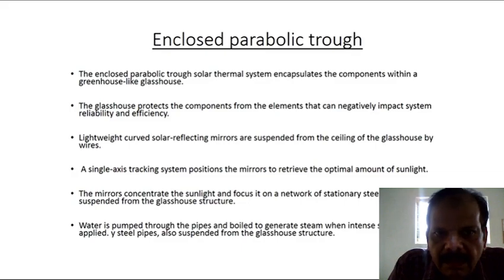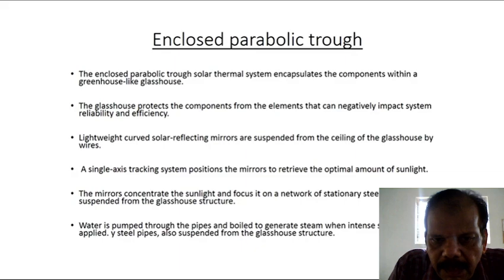The lightweight curved solar reflecting mirrors are suspended from the ceiling of the glasshouse by wires. So it is not fitted at the ground level, so it will be suspended by some wires from the ceiling. A single axis tracking system positions the mirrors to receive the optimal amount of sunlight. So the mirror concentrates the sunlight and focuses it on the network of pipes, all suspended from the glasshouse structure.